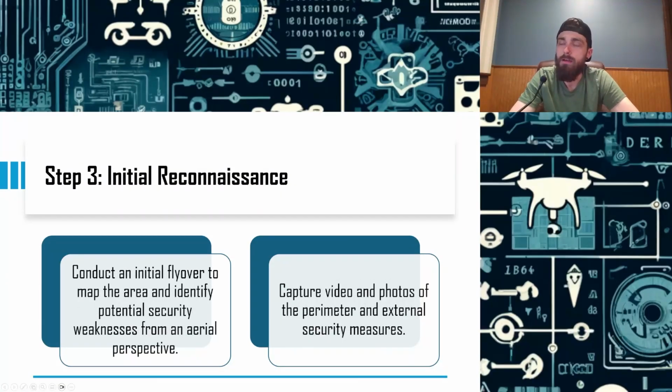After we accomplish that, now we're ready to get going. So up first, we're going to have our initial reconnaissance. This is our fact-finding stage. This is our just get out there and see what we're working with step in the plan. So we're going to do an initial flyover to map the area and identify again the potential security weaknesses, anything else that might stand out. We can people watch, whatever it is that you're trying to look for.